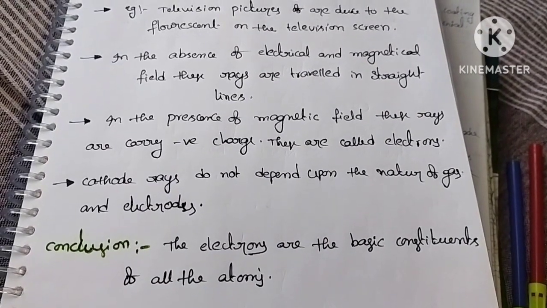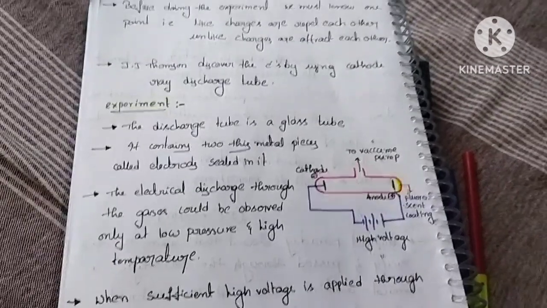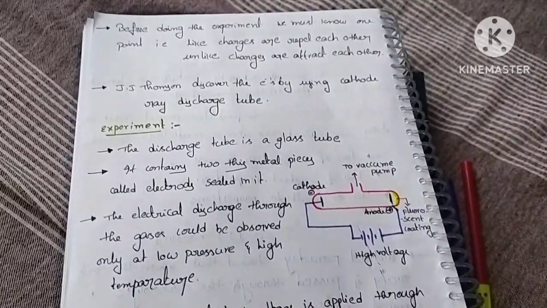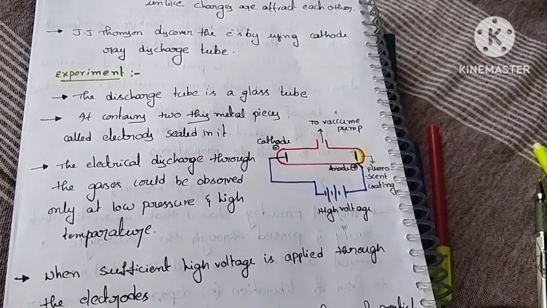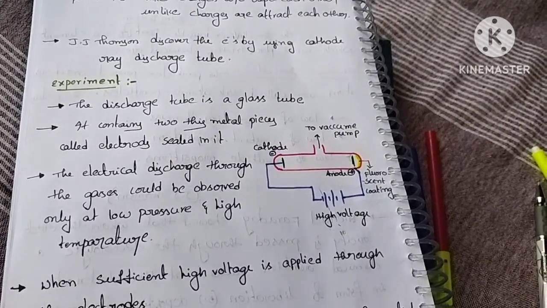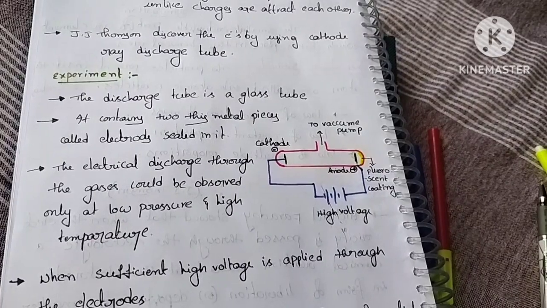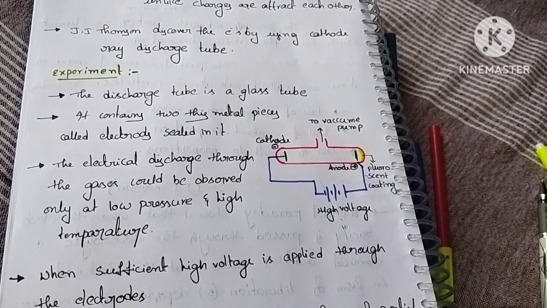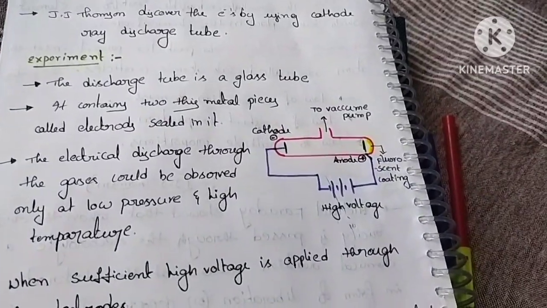Once again, I will repeat the total experiment in a short way. J.J. Thomson discovered the electron by using a cathode ray discharge tube. The discharge tube is made of glass. At the ends of the discharge tube, two electrodes are arranged: one is the cathode electrode and the other is the anode electrode. These two are connected with the battery.